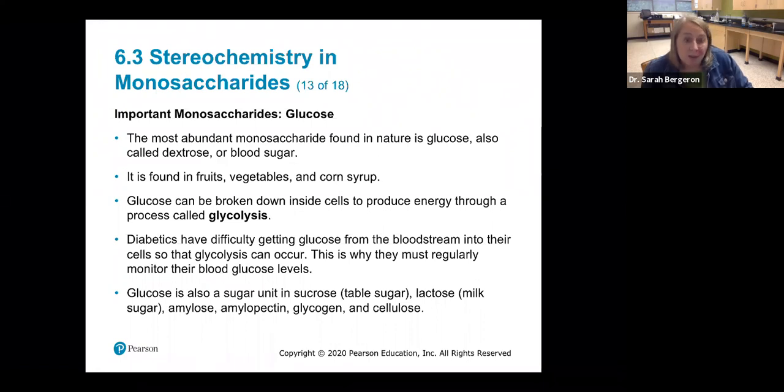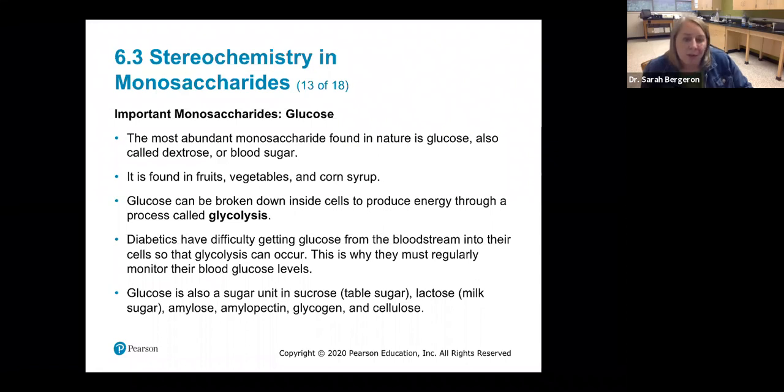So you've probably heard of diabetics, right? Diabetics have a really difficult time getting glucose from the bloodstream into their cells so that glycolysis can occur. They can do glycolysis, but what they have trouble with is getting glucose into the cells. And so they have to be really, really careful and monitor their blood glucose levels or their blood sugar levels, right?